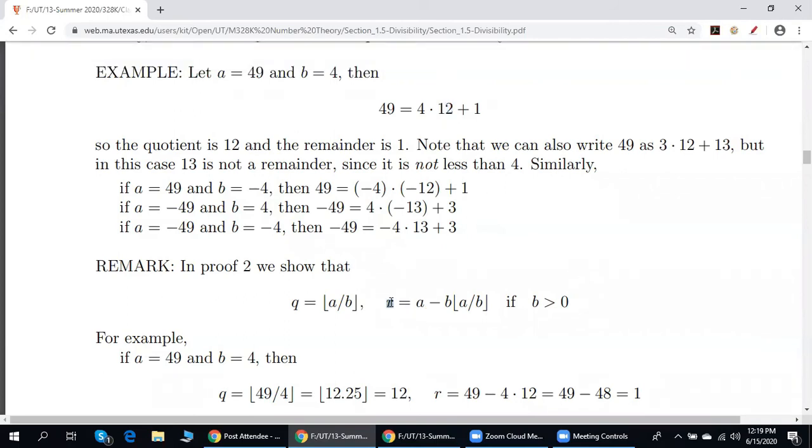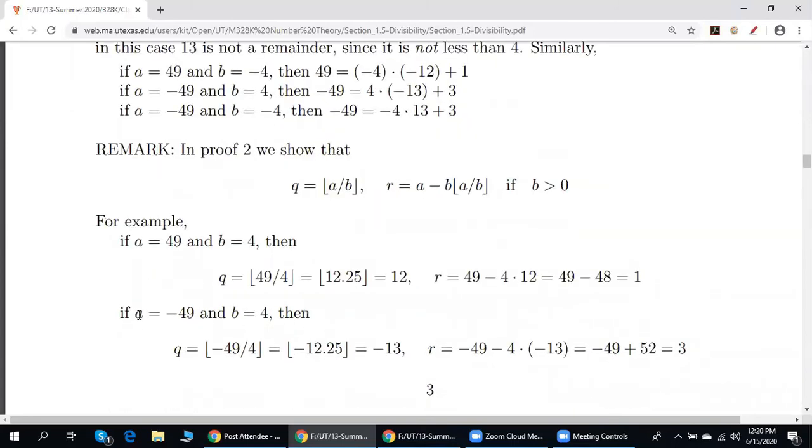Now, in order to find r, we use this formula. A is 49, b is 4, floor of 49 over 4 is 12. We put here 12. 49 minus 48 is 1. So these formulas allow us to find quotient and a remainder without guessing.